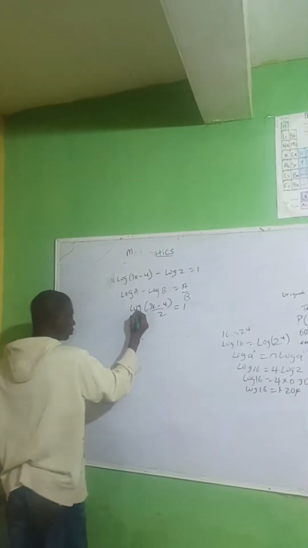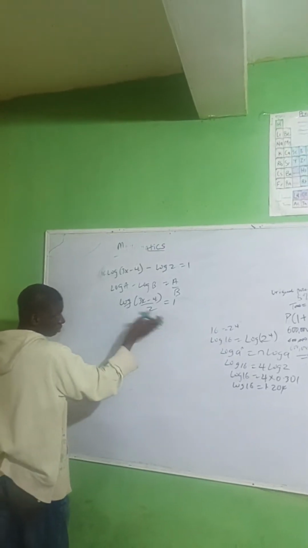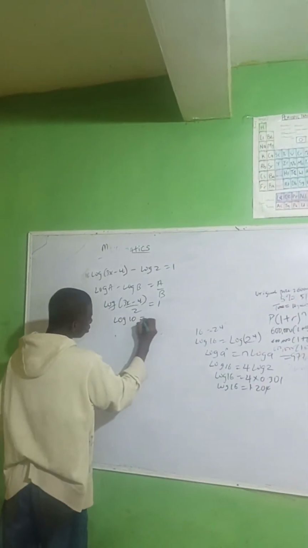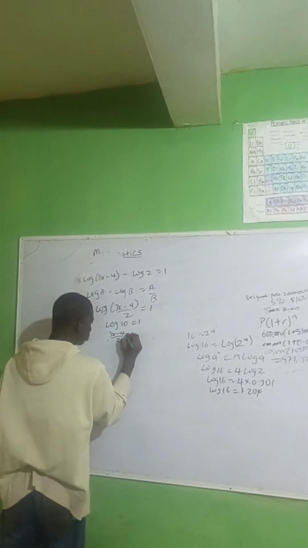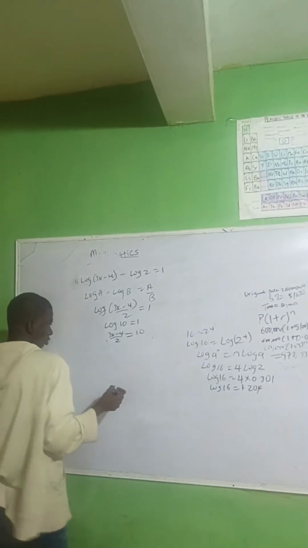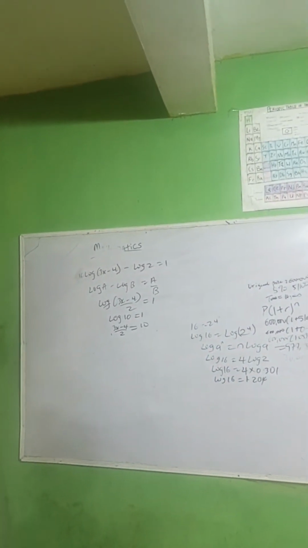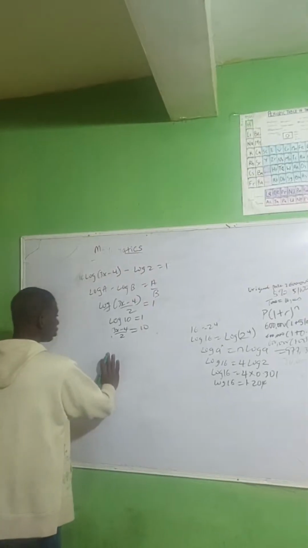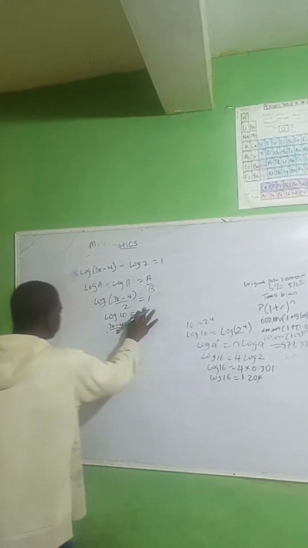Abi? So now remove the log. Since we are using common logarithm, base 10, log 10 is equal to 1. So we have log 10 is equal to 1. Therefore it will be (3x minus 4) over 2 is equal to 10. So solving for x. Okay, wait. Why did I just write log 10? You don't get it. Recall that log 10 is 1. Yes, the answer is still 1, but we are solving it step by step.